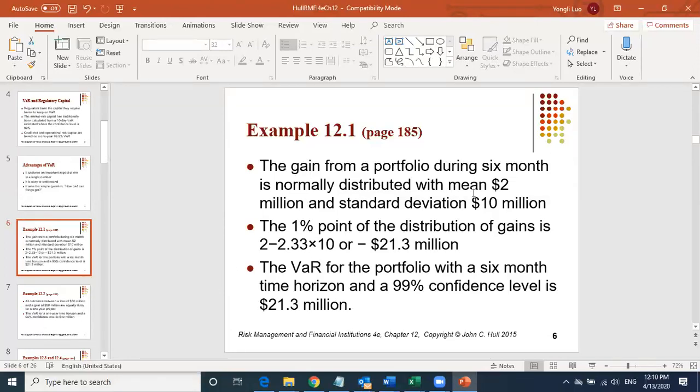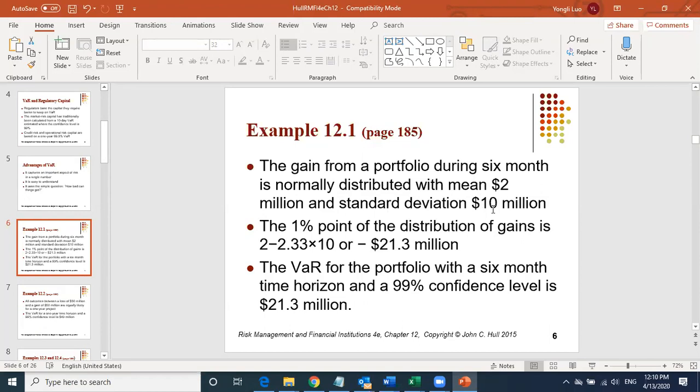So on average, the gain from a portfolio is 2 million, but it has a standard deviation. The standard deviation measures the risk. Okay, the deviation could be 10 million.